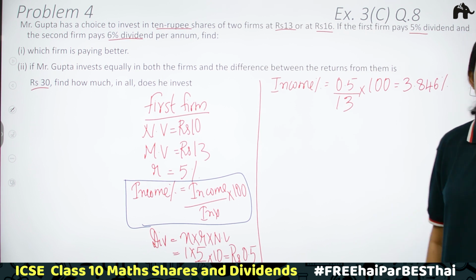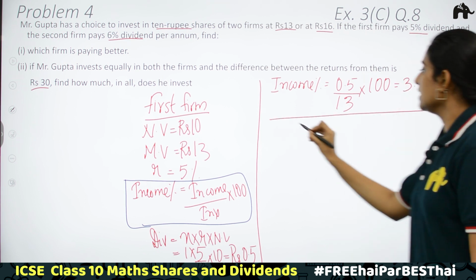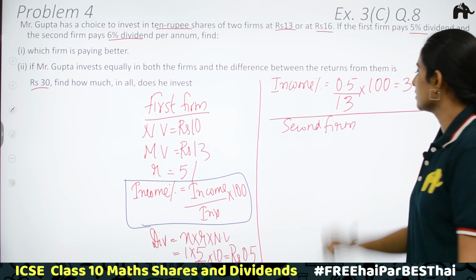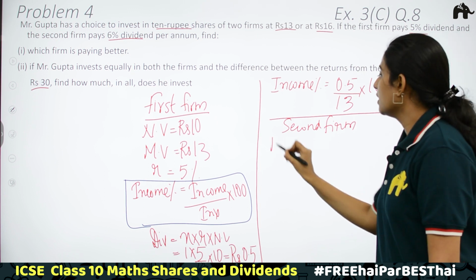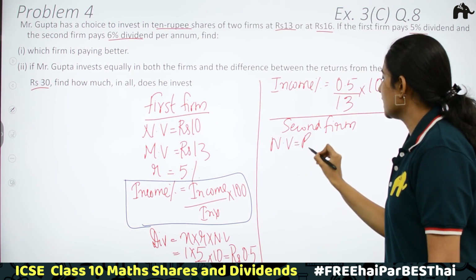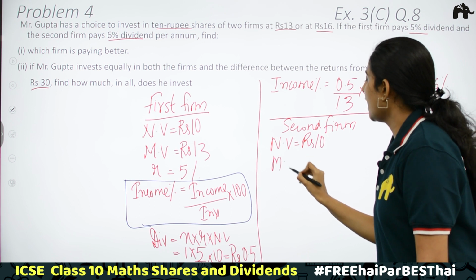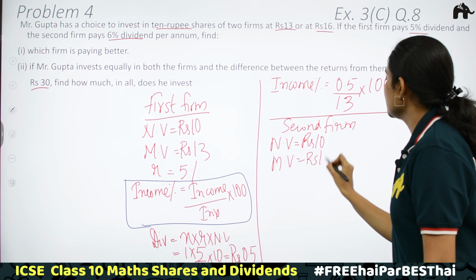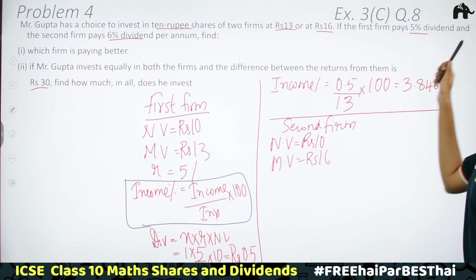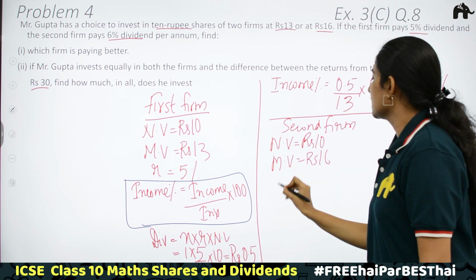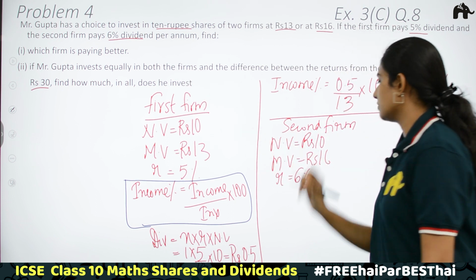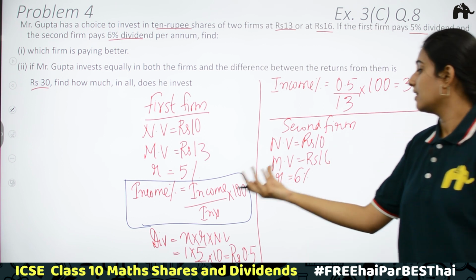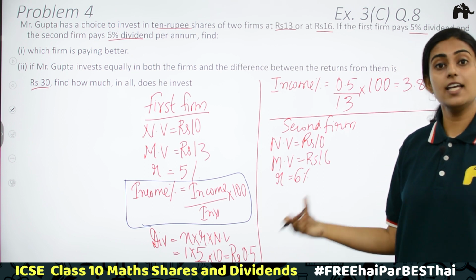Now similarly, we will find for second case. That is second firm. For second firm, nominal value is equal to rupees 10. What is the market value? Market value is rupees 16. Then, rate of dividend is 6%. Same procedures. We need to find the dividend. We will be getting the income then. Putting into this formula, you will find the income percentage.